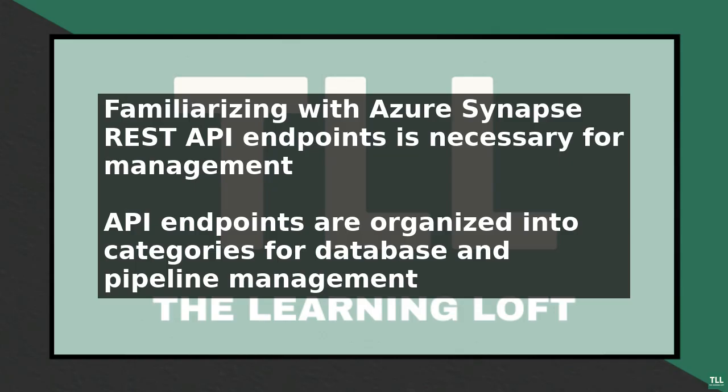To use the Azure Synapse REST API, you need to send HTTP requests to the API endpoints. You can use tools like Postman or curl to send requests and receive responses. The API supports various HTTP methods, including GET, POST, PUT, and DELETE, each used for different operations.